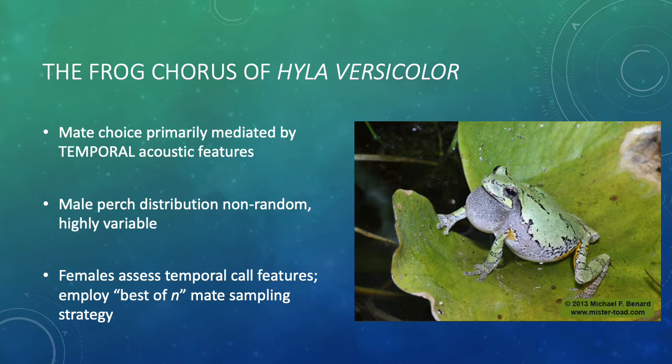The chorus we're going to look at today is Hyla versicolor, the eastern gray tree frog. Mate choice here is mediated almost entirely by acoustic features, essentially temporal call length and call rate. Males perch non-randomly and at highly variable density around a chorus. We see among the approaching females something of a best-of-n strategy. They'll find a group, listen and compare, and then pick their favorite. They're not sequentially sampling male after male and then returning.